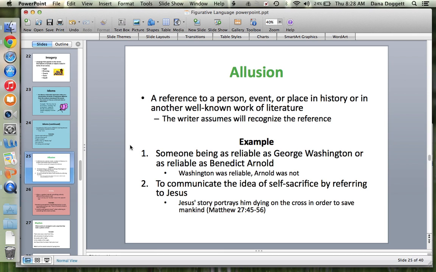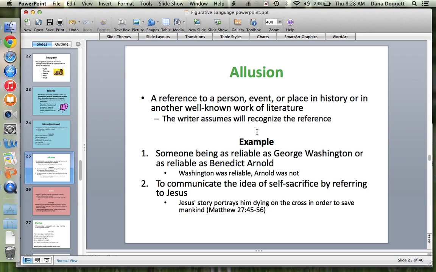Allusion is a reference to a person, event, or place in history, or in another well-known work of literature. The writer assumes that the reader will recognize the reference. So they're not obscure pieces of literature or books that nobody's ever heard of. They're usually common things like fairy tales, historical figures that pretty much everybody has heard of or can relate to.